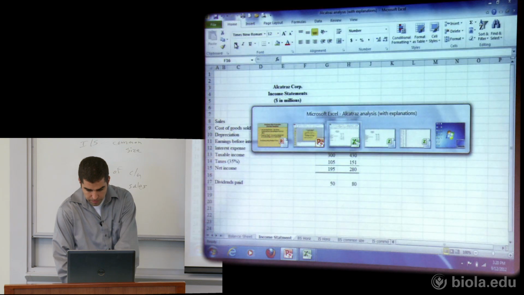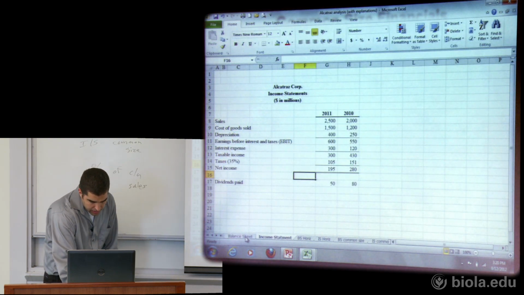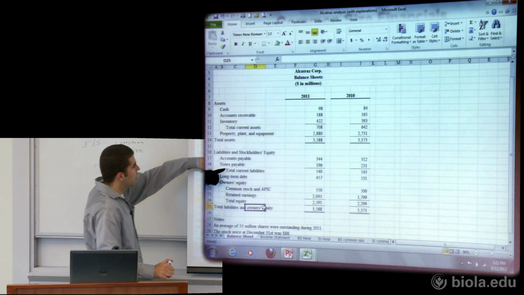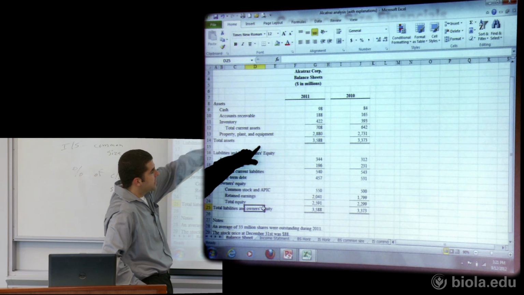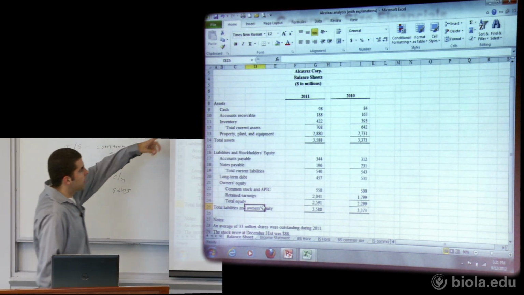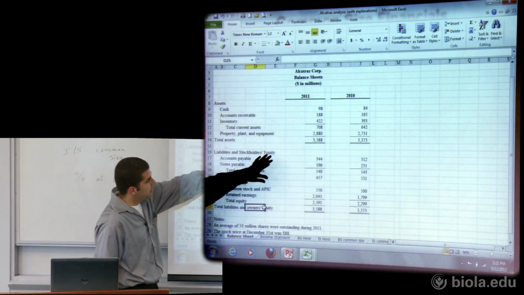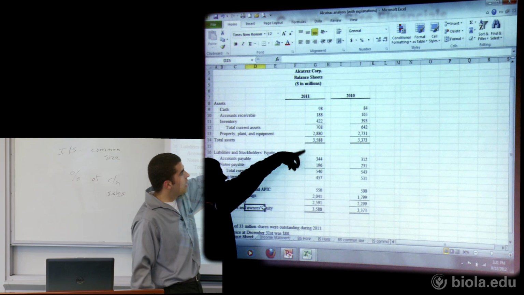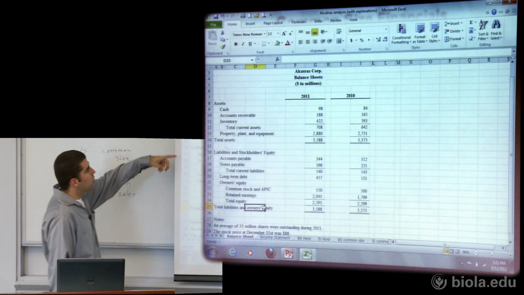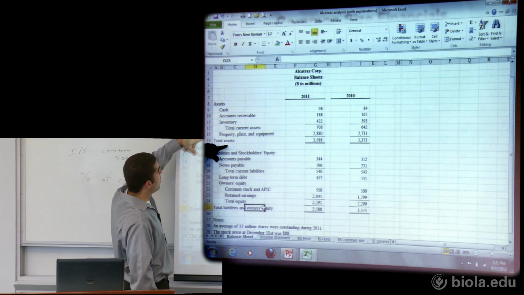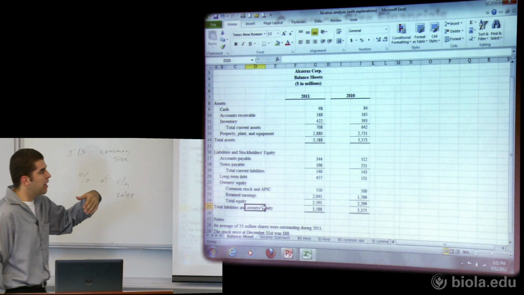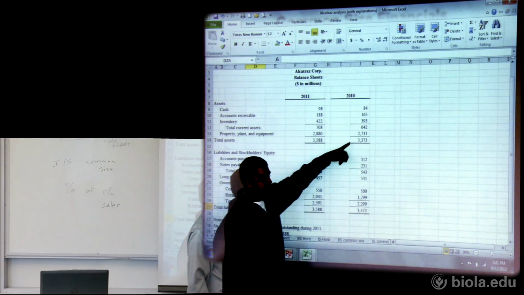So let's flip back over to Alcatraz. Let's start with our balance sheet right here. We just said a second ago that our denominator is total assets. So for 2011, we're going to be re-expressing this not in dollars, but as a percent. Okay, so we're going to ask the question, what percent of total assets is cash? What percent of total assets is accounts receivable? And then we're going to be able to compare that to what we did in 2010.